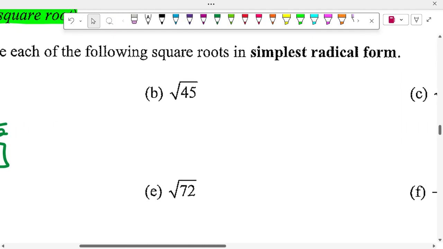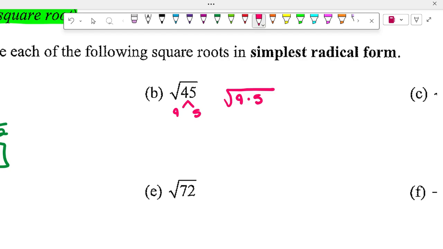Let's try another one. 45. What? 36. 5 and 9. Okay, so 9 and 5. So 9 times 5, square root of 9 times the square root of 5. What's my answer? 3 square root 5. Yep.